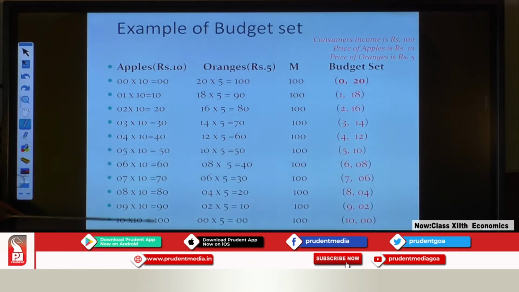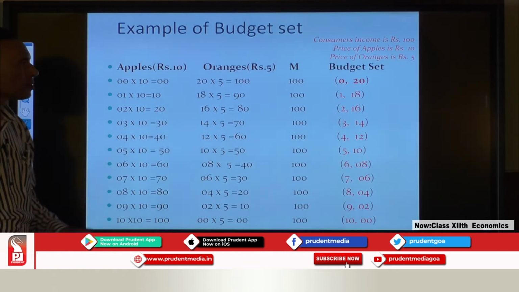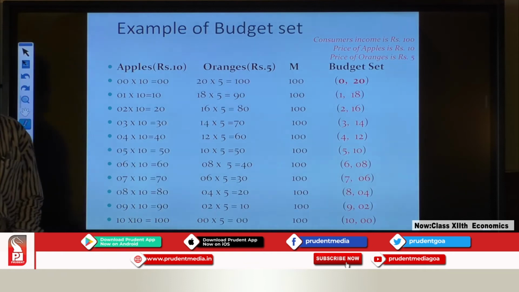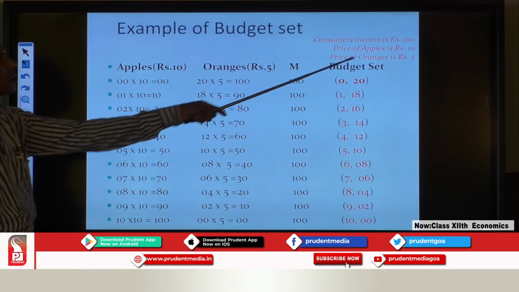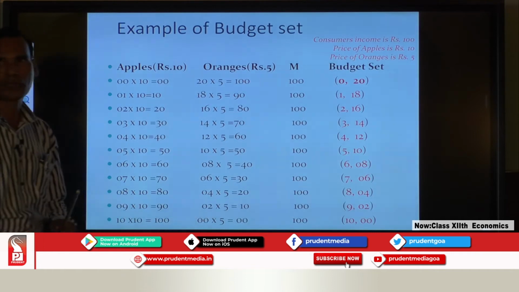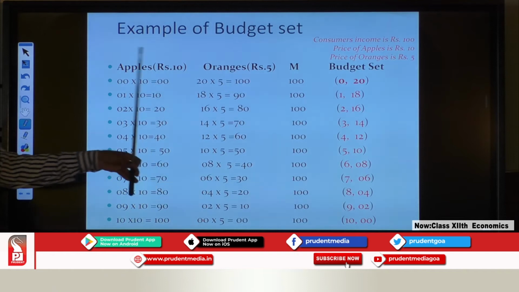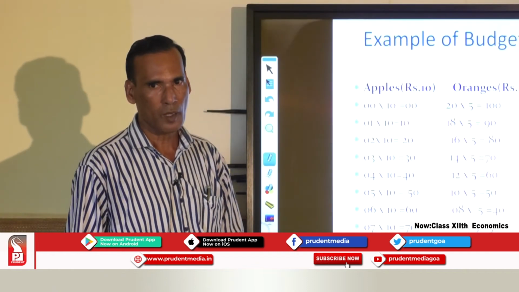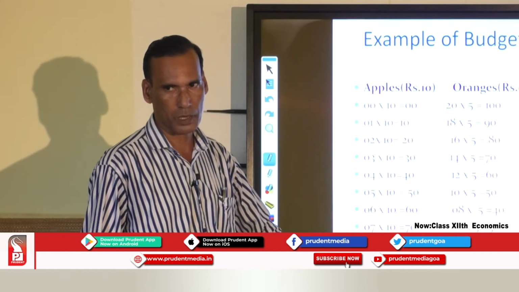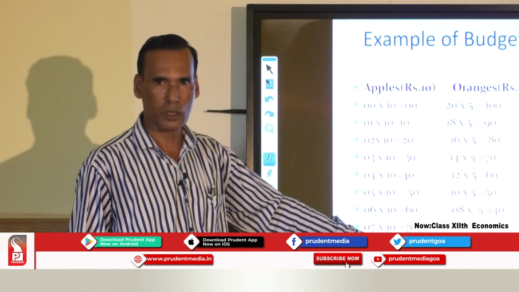So I have completed this full budget set, this is your given budget set. Now here you need to take note of the combinations that I have given here. Your full income, or your full amount, is utilized in purchasing both the goods, apples and oranges. Now there will be more combinations also which will be less than 100 rupees. These combinations are equal to 100 rupees.